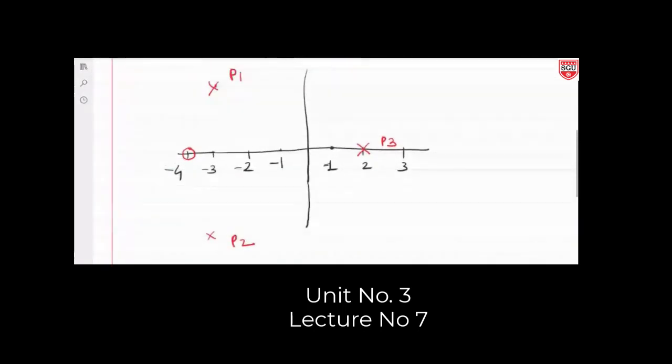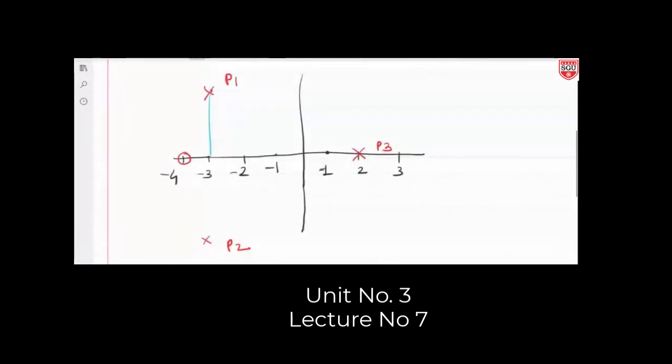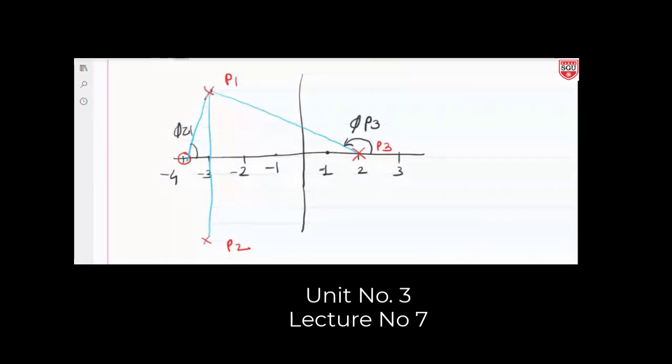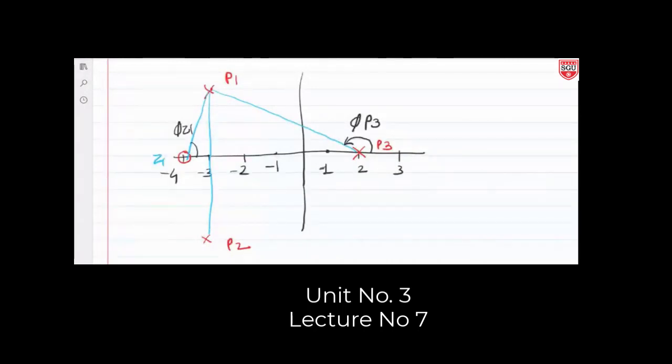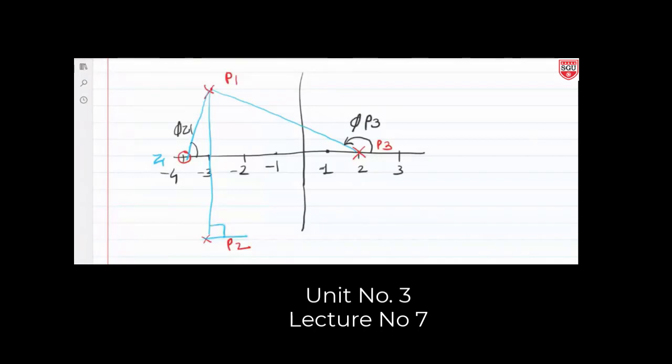Now what we have to do is just connect these points, connect this to this, and this to this. Then we have to find this angle. This angle is nothing but phi p3. This angle is known as phi z1 because this is z1. This is p3. Then this is phi p2.